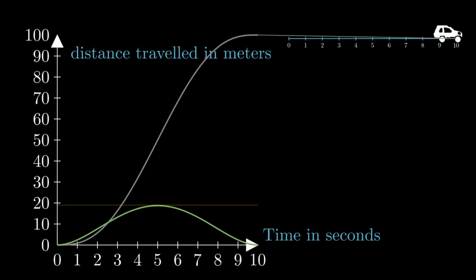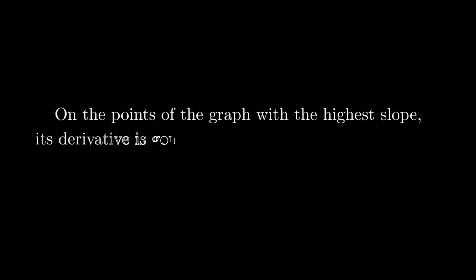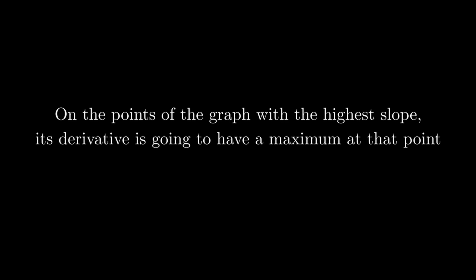See, if we put everything in context, then even math makes sense. As a rule of thumb, you can memorize that on the points of a graph with the highest slope, its derivative is going to have a maximum or minimum there. So the derivative shows us the nearly instantaneous rate of change over a given time.